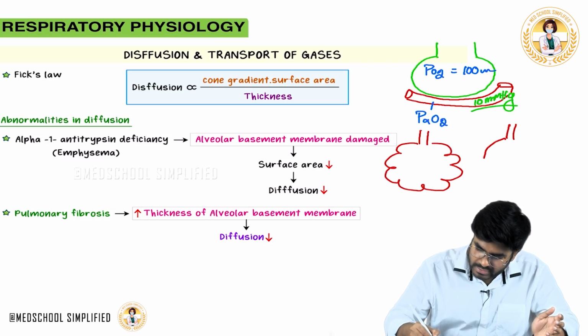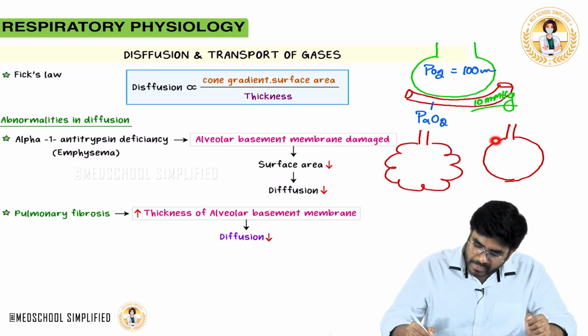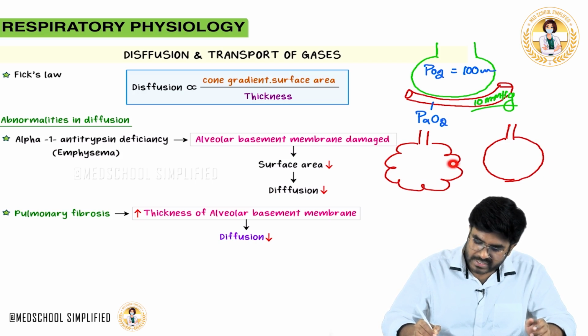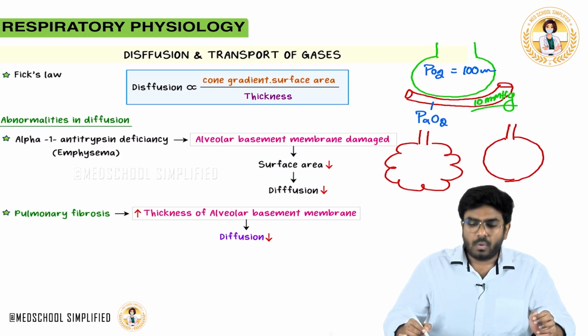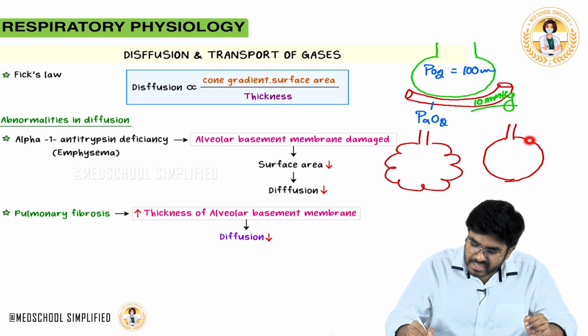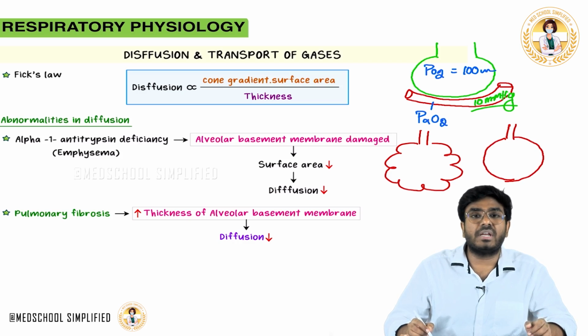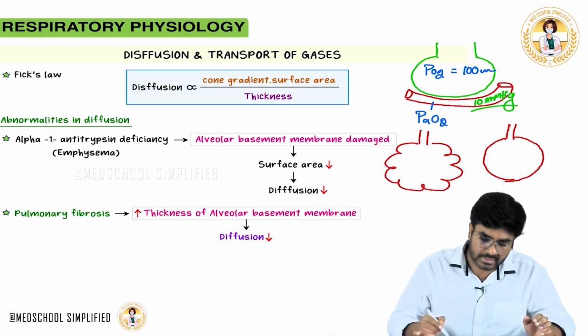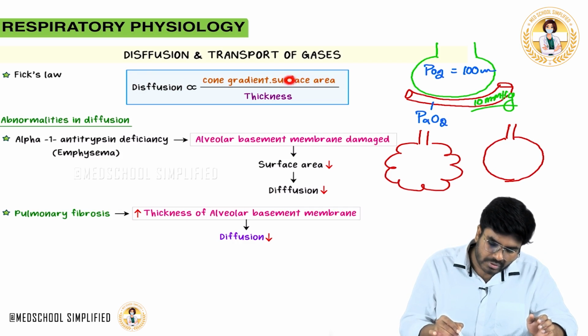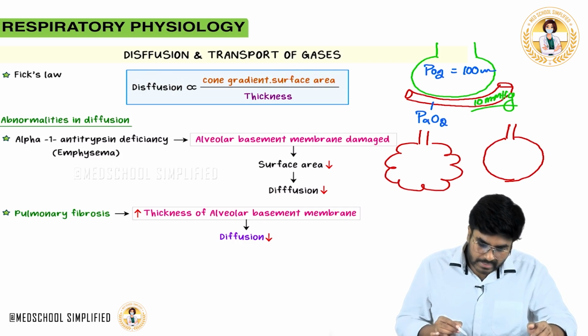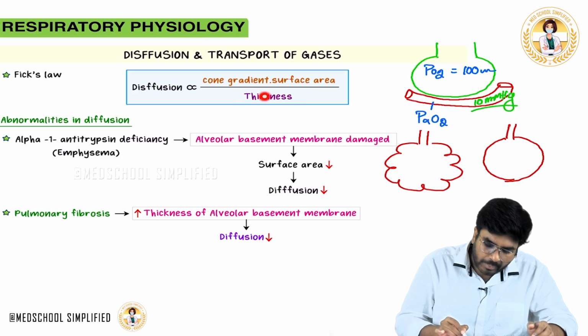In emphysema, the alveolus looks something like this. One single alveolus, all this extra septa is gone. Now what happened to the surface area? The surface area is decreased. When surface area is decreased, what happens to diffusion? Diffusion of gases will also decrease. So diffusion is directly proportional to the surface area, and inversely proportional to thickness.